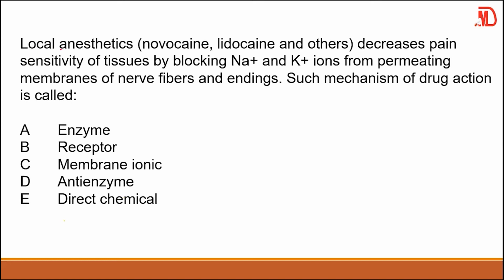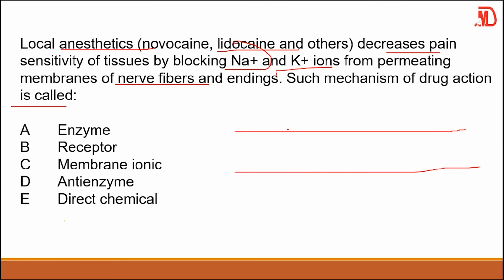Now, local anesthetics, that is lidocaine and so on, decrease pain sensitivity of the tissues by blocking sodium potassium ions from permeating the membranes of nerve fibers. Such mechanism of drug action is called what? So where do we find these sodium chloride ions? Who can tell me where we find them?